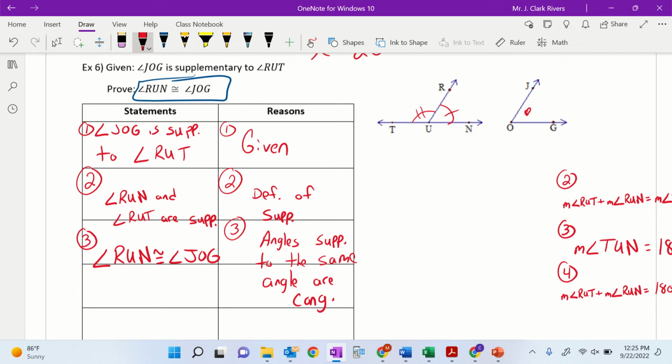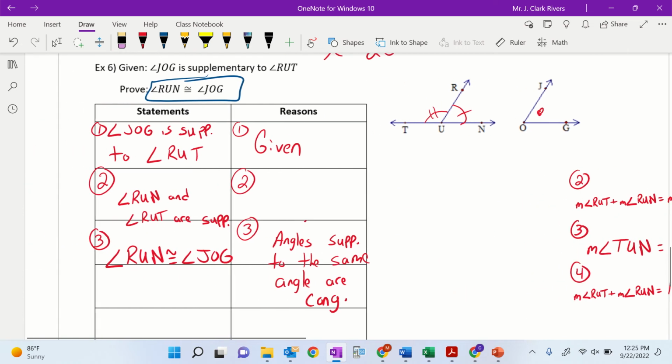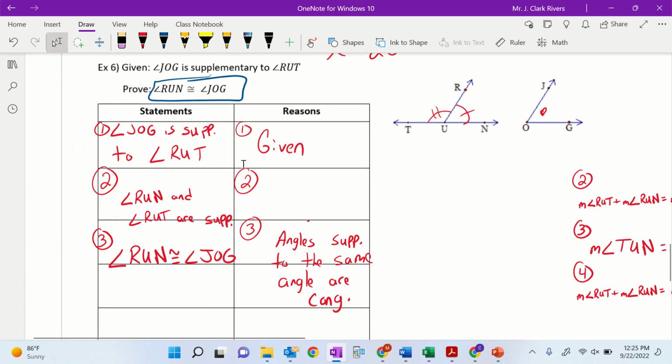Now we need to change this reason. It's not going to be definition of supplementary. It would have been definition of supplementary based off the stuff I took out, but think about how we know RUN and RUT are supplementary. All right, we're going to say they form a straight angle. Together they form a straight angle.